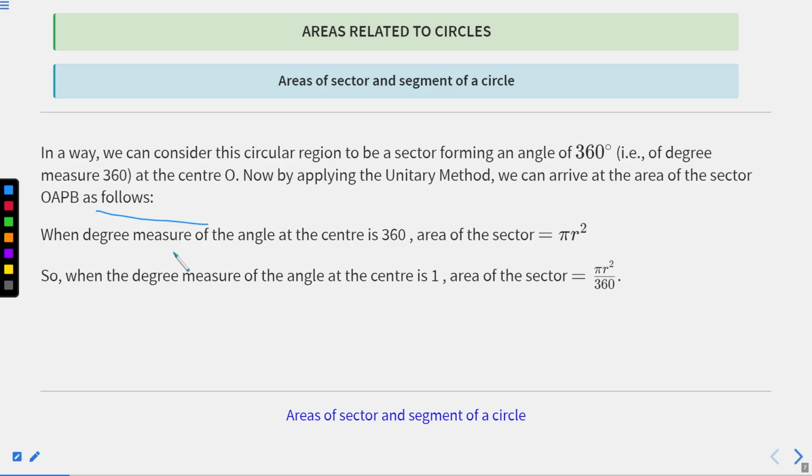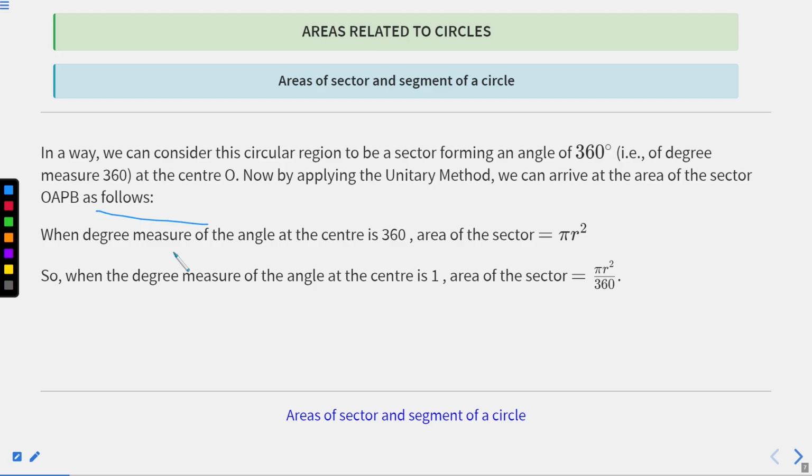Okay, so when the angle at the center is 360 degrees, in that case the entire circle is the sector of the circle. Therefore the area of the circle is equal to the area of the sector. That is why the area of the sector in this case is equal to pi r square.